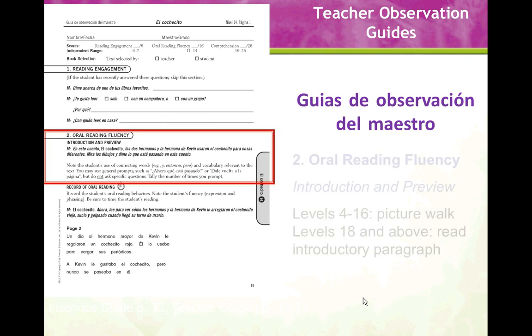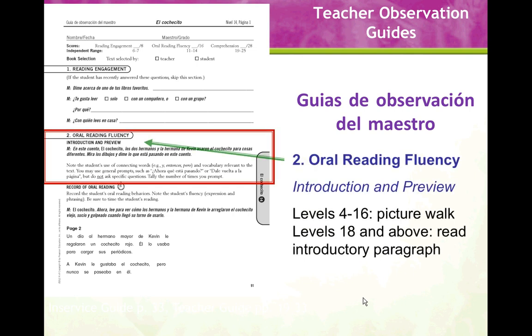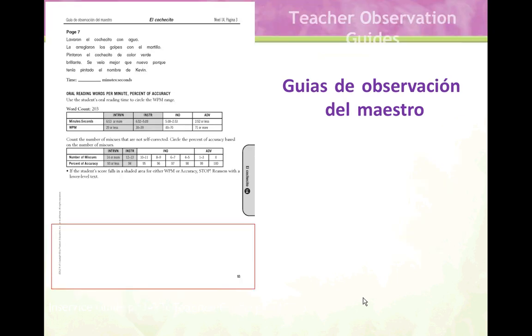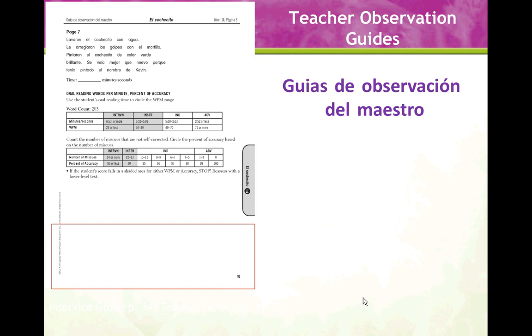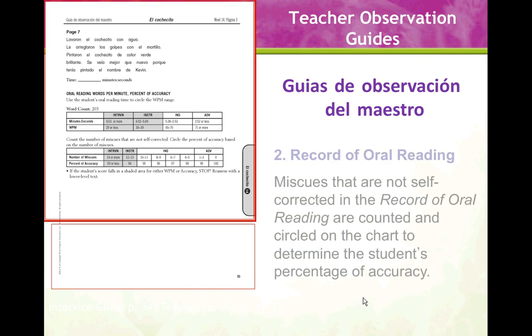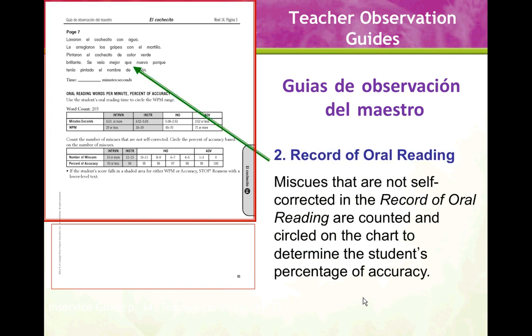oral reading fluency. We begin by introducing the text and previewing it. We do this in more than one way. Level 4 through 16 is the picture walk, and after level 18, we just read. The student is expected to read an introductory paragraph and then make some predictions. Once you've done that, you will be doing the running record, as you can see up at the top of this page. And after the students are done with reading the text, you're going to record how many minutes it took or seconds, and then you will mark in to the graph below.